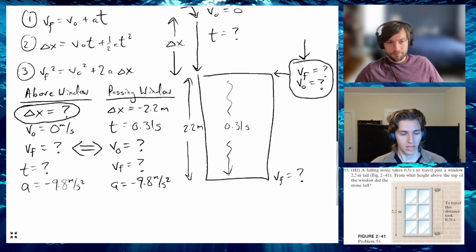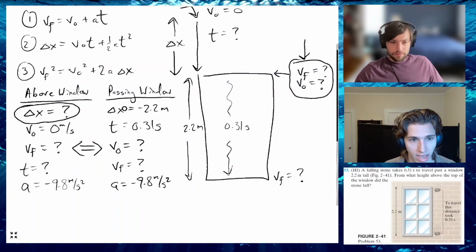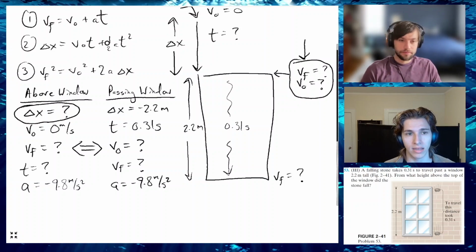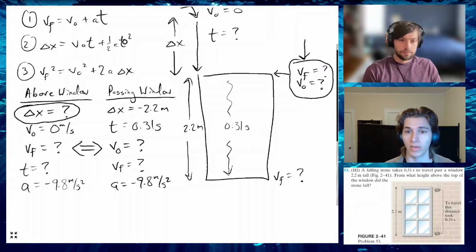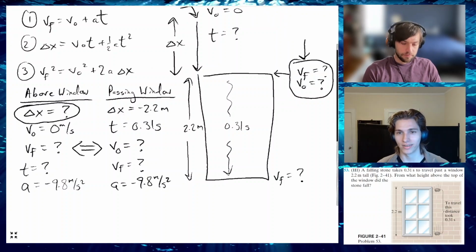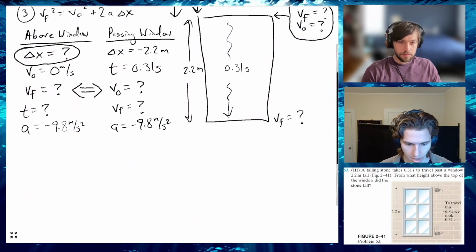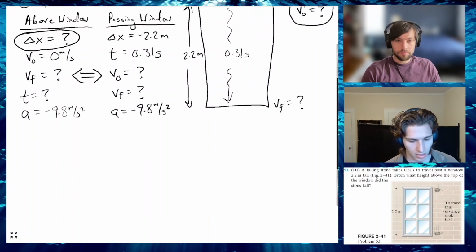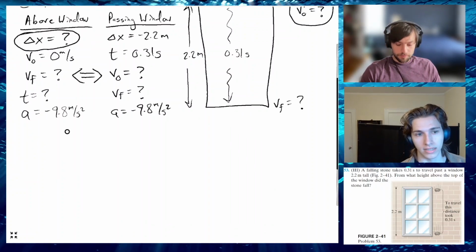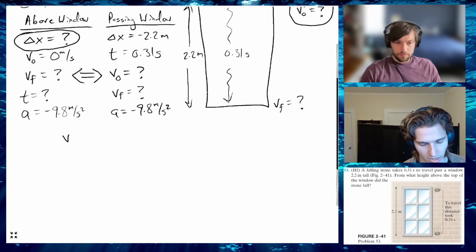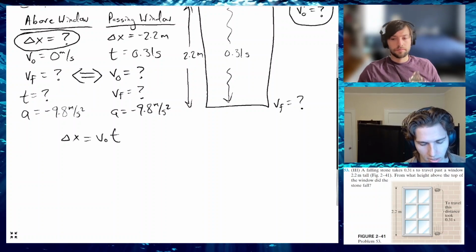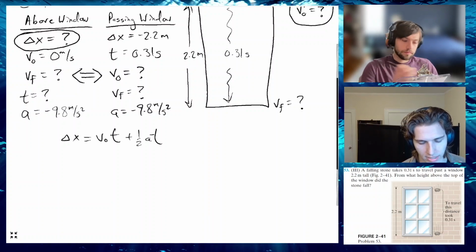Let's try it. Delta x, we have that. V initial is what we're looking for. We have the time, we have the acceleration. So yeah, that one can work. I'm going to scroll down a little bit here, and we're going to be using this passing window portion to solve. So I'm going to set up our second equation. We have delta x equals V initial t plus 1/2 at squared.